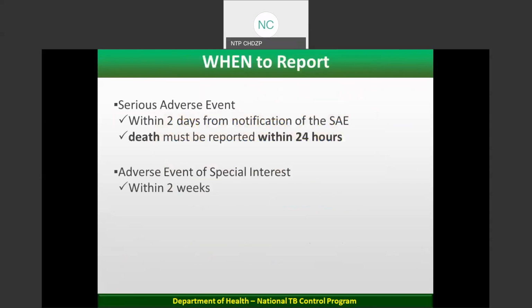When to report, okay? Serious adverse events should be reported within 2 days from notification of the serious adverse events, or when there is death, it must be reported within 24 hours. While adverse events of special interest are to be reported within 2 weeks, but the earlier, the better.